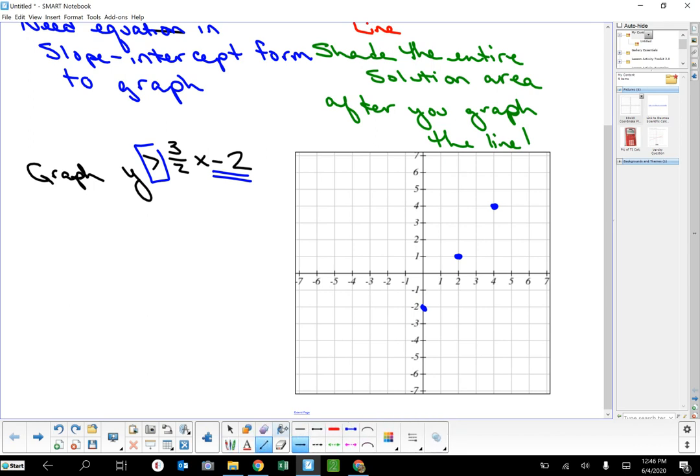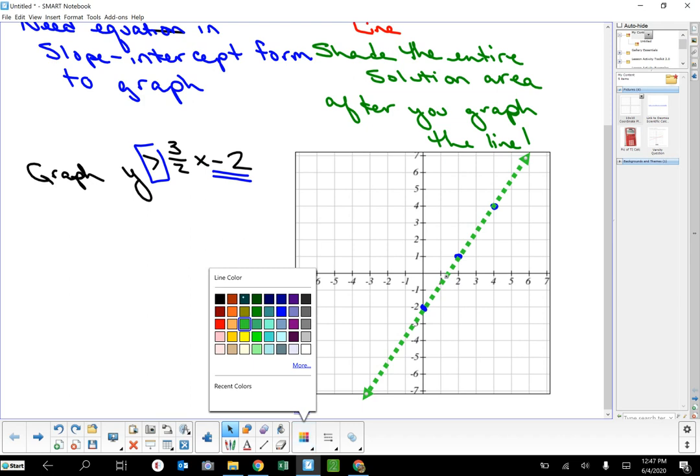So I'm going to cheat. I have a nice dotted line here already. Let me take a minute to make this look nice and pretty. I'll change it to the same color that I have. So we'll make it blue. There we go. All right.